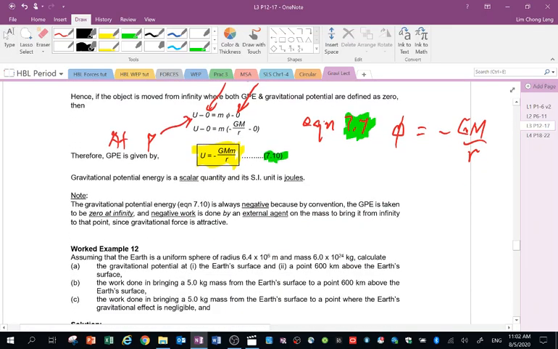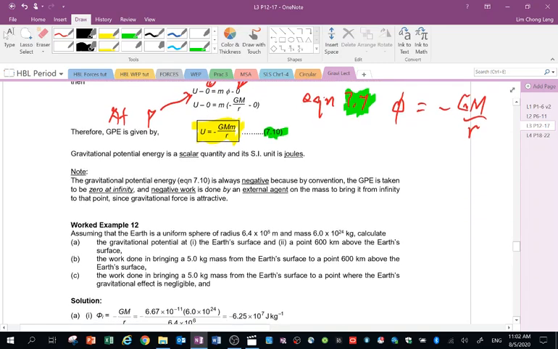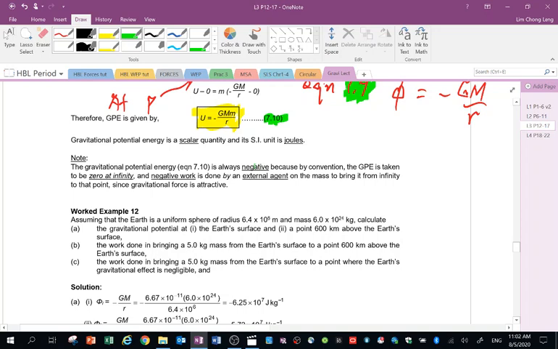We are going to apply these four equations starting with worked example 12. Okay, come to the notes. I've already explained all this to you. Gravitational potential is always negative. GP at infinity is zero. Yeah, all this I already explained to you.